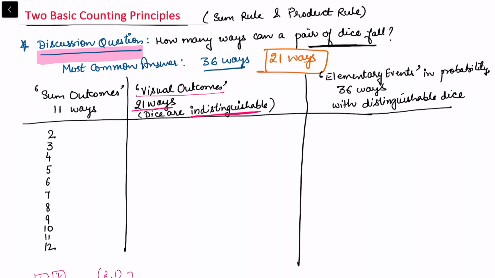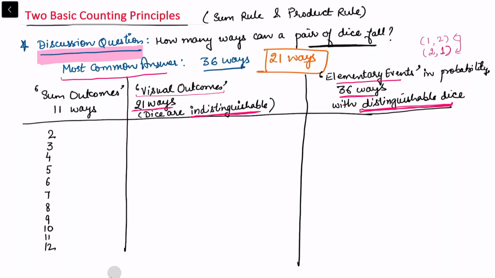We'll just simply say that one die is showing one outcome and another die is showing 2. Whereas in the elementary event, we consider 36 ways, and that is why I said that the most common answer is 36 ways. Here we have considered distinguishable dice, which means that we do care that 1 appears on the first die and 2 appears on the second die, or similarly if 2 appears on the first die and 1 appears on the other die. These two outcomes are considered different.